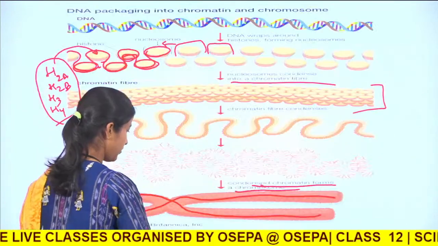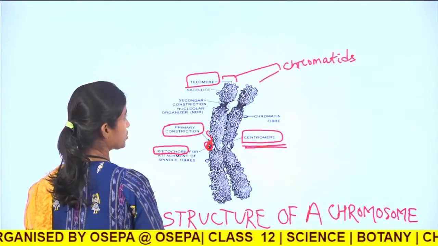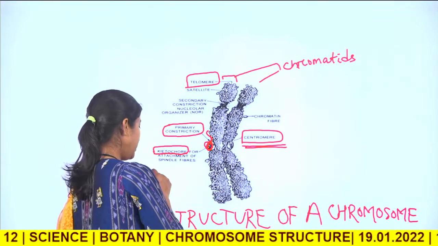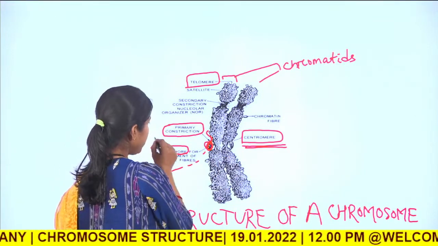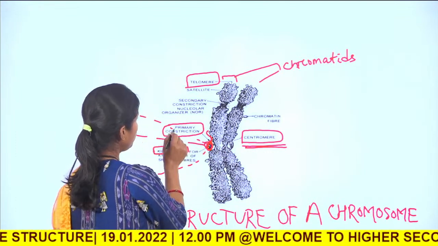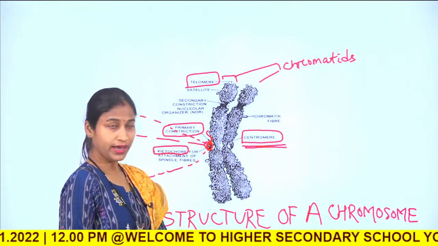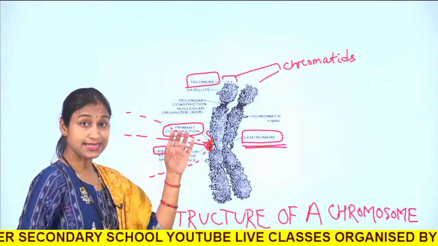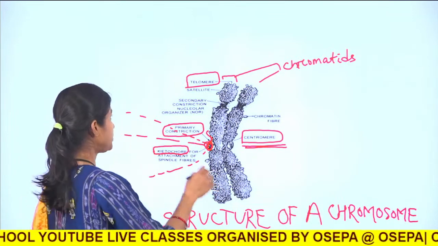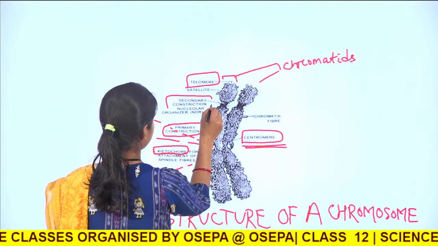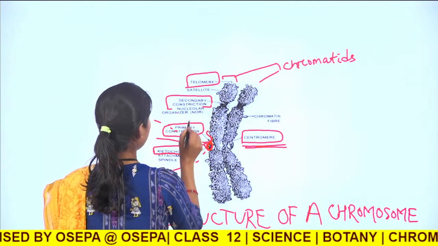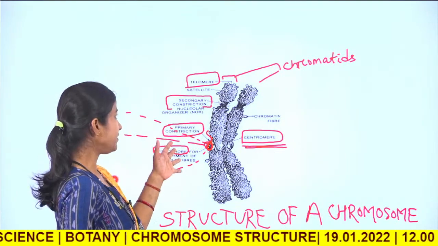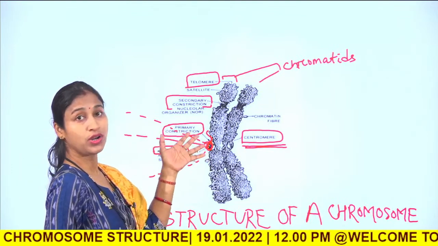So, let us have a look at what kinetochores are. Here is the kinetochore, to which all the spindle fibers attach themselves. Now, there is another constriction, which is known as the secondary constriction, and this is the nucleolar organizer. So, this secondary constriction is known as the nucleolar organizer.